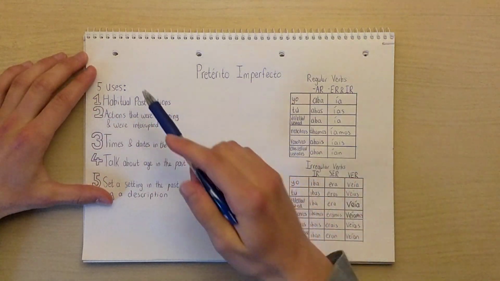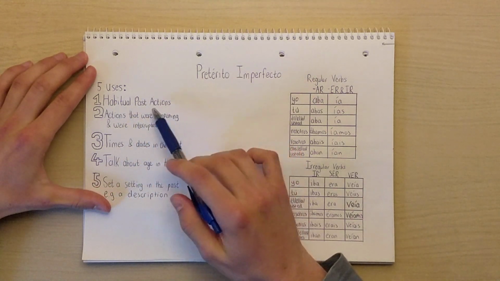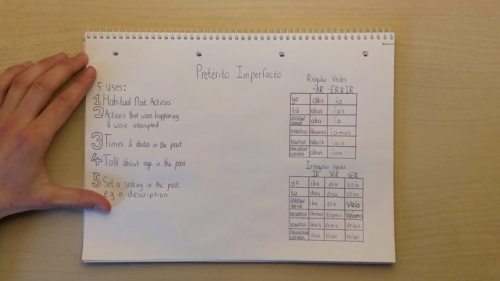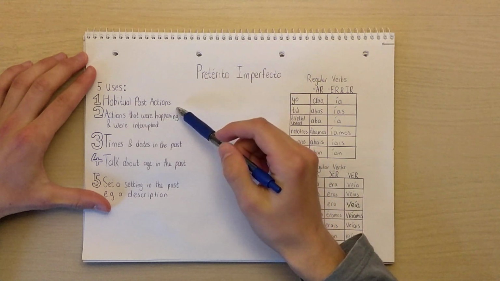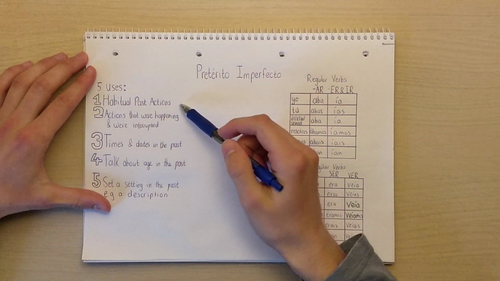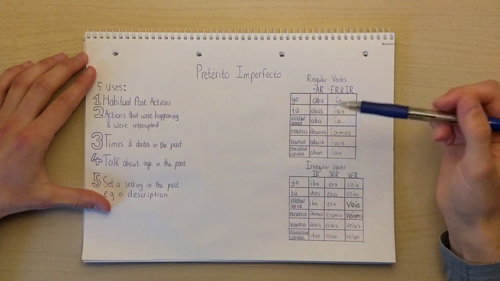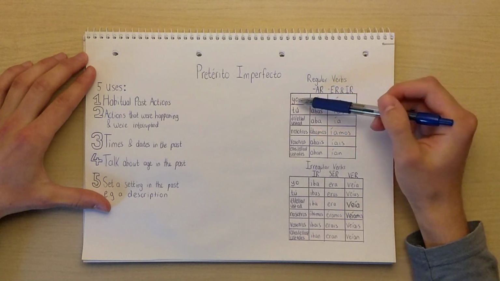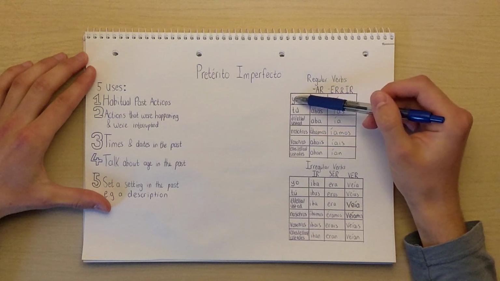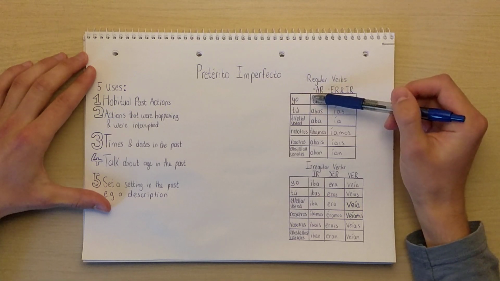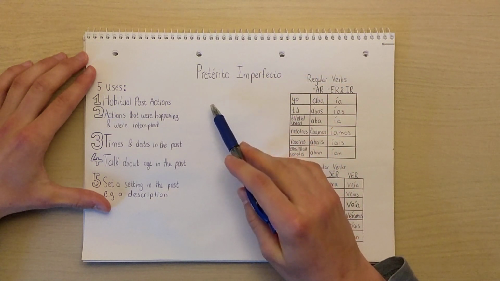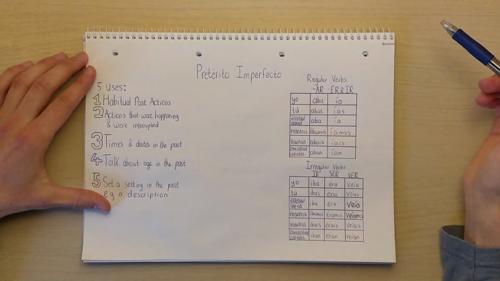So now let's take a look at 5 uses with examples. So for a habitual past action, let's say I wanted to say that I used to train a lot. I'm going to use the verb entrenar, right? To train. It's an AR ending verb. I am talking about myself, so I'm going to use the yo conjugation. So, yo entrenaba mucho. I used to train a lot.